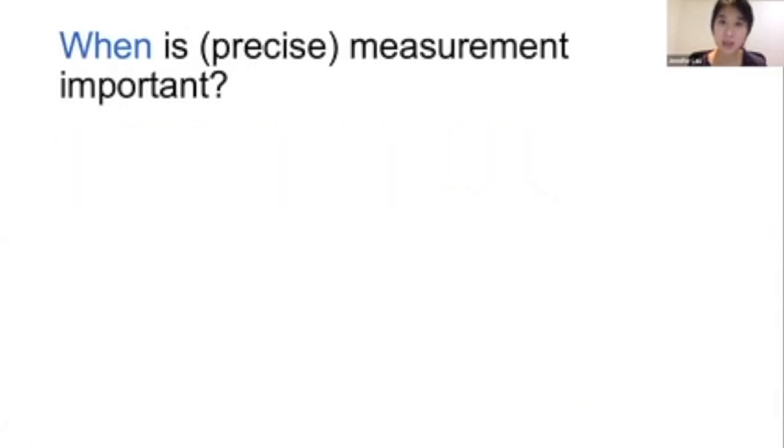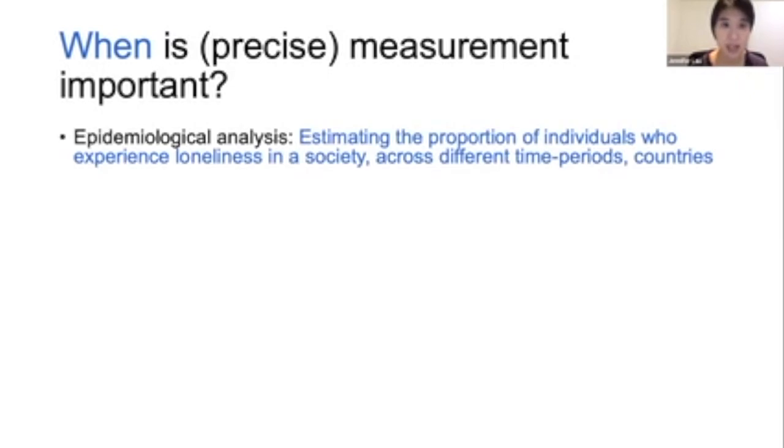So, under what circumstances do we need measurement, or accurate measurement, precise measurement? So first of all, for epidemiological reasons, for monitoring trends across a society, or between societies, or between time periods.